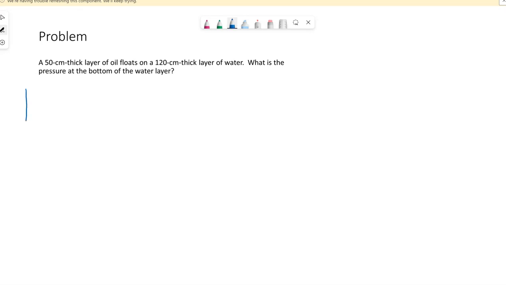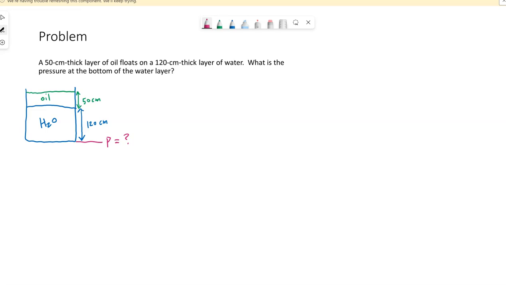So I'm going to draw a little sketch. Our water down here is a 120 centimeters thick layer. It kind of sounds weird, a 1.2 meter, so a big tall column of water. On top of the water, we have oil. And this is 50 centimeters thick. We want to know the pressure down here. What is the pressure down at the bottom?